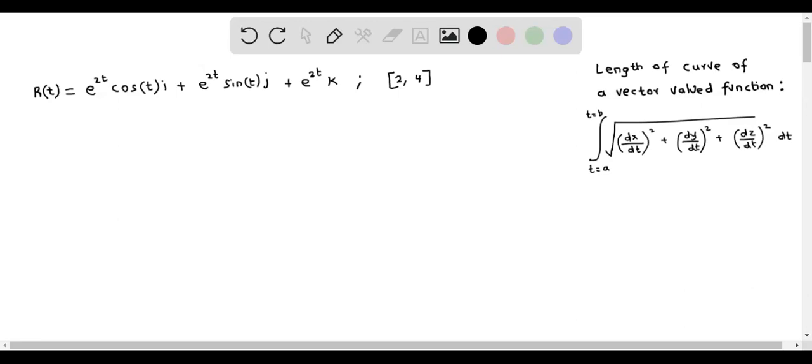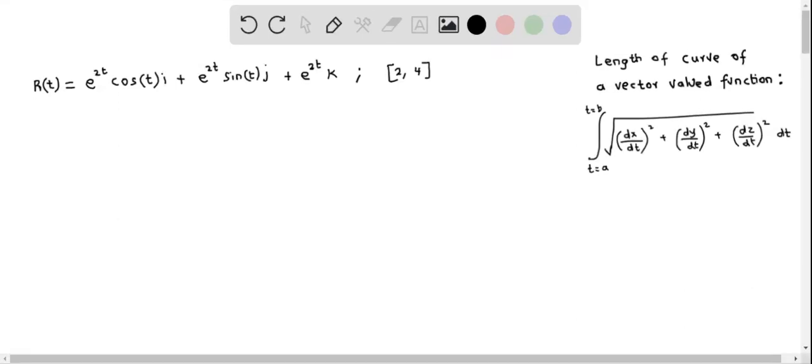We will now determine the length of curve of this vector valued function r of t, which is given as r of t equals e^t cos t i plus e^t sin t j plus e^t k, within the interval from t equals 2 to t equals 4.